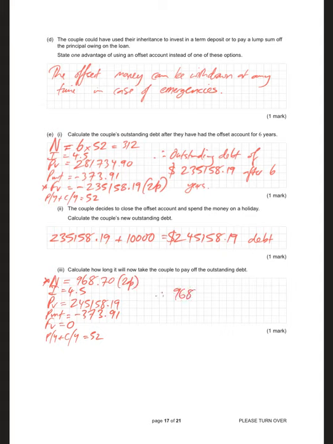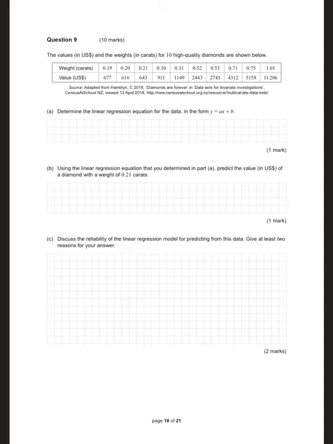Therefore 968.68 weeks, or 968.68 weeks divided by 52, or 18.63 to 2 decimal places, years to pay off the debt. So that's that page done. It's dragging on a bit, this one.